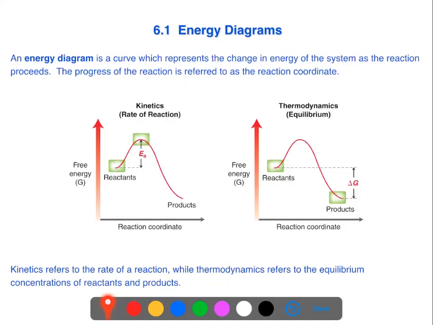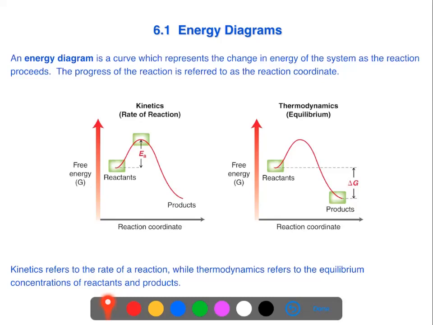An energy diagram is a curve which represents the change in energy of the system as the reaction proceeds. And the progress of the reaction is referred to as the reaction coordinate. Now there's two aspects that we normally will focus on when looking at an energy diagram. We're going to consider the kinetics of the reaction, that is the rate of the reaction, how quickly or how slowly a reaction proceeds from reactant to product.